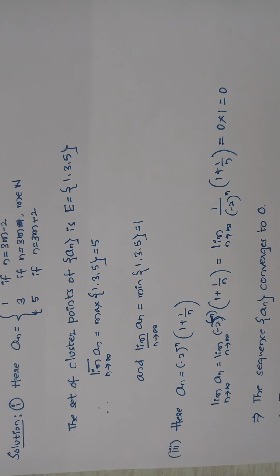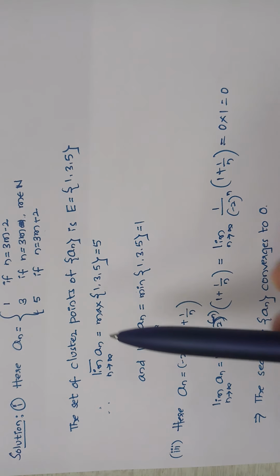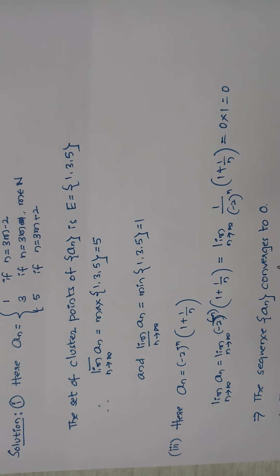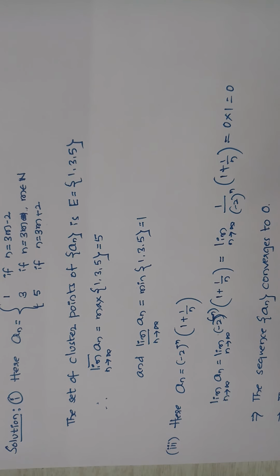Next, the second example is homework for you. There the cluster points are 1, 5, 17 and 19. So here the limit supremum of a_n is the maximum of 1, 5, 17 and 19, that is 19, and the limit infimum of a_n is the minimum of 1, 5, 17 and 19, which is 1.